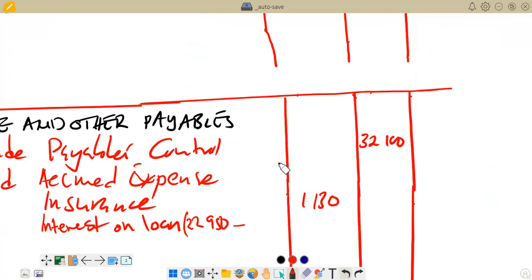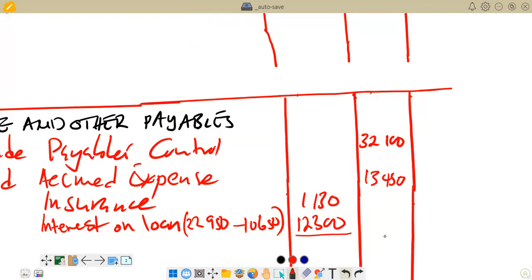10,650. So we subtract 10,650, and then when we subtract that figure, that's when we get 12,300. So here we have 12,300. So when you now add the two to get the total for accrued expense, you get 13,430. So we put it here. So it's now indicating the accrued expense.